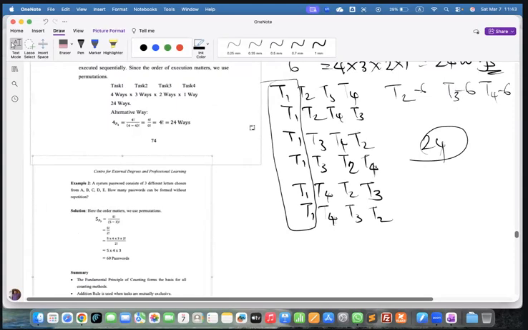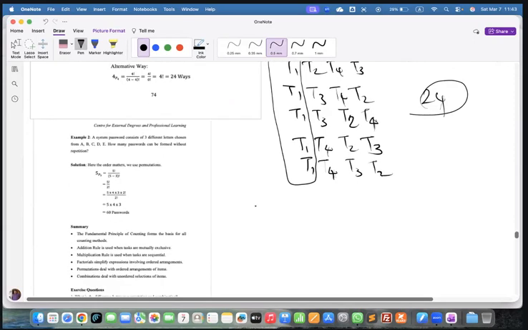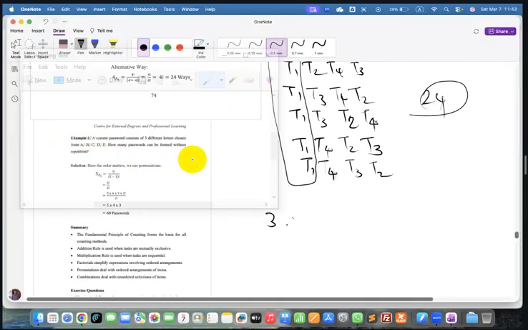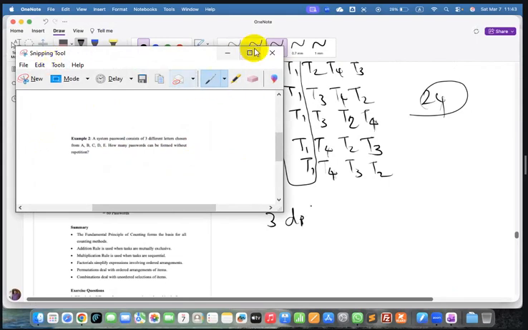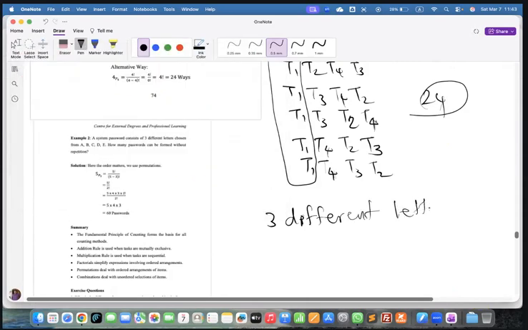Okay, the next question. A system password consists of 3 different letters. It means there is a system password generated with three different letters. Try to understand: three different letters. Why are they putting these three different letters?